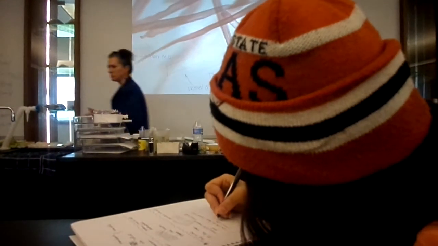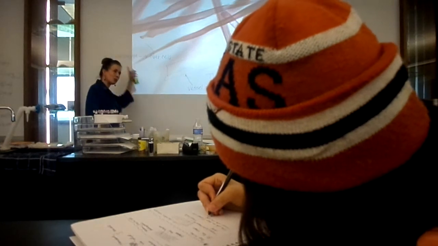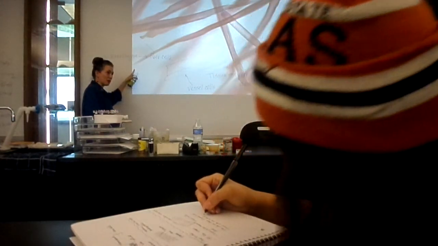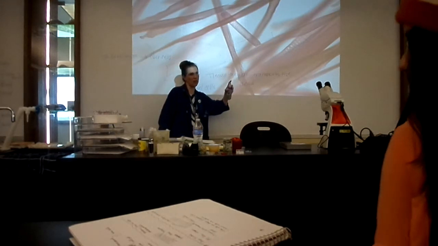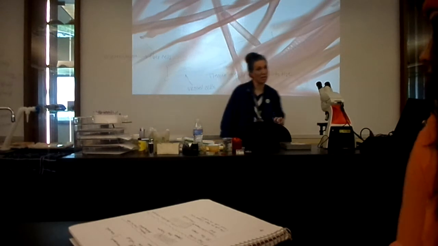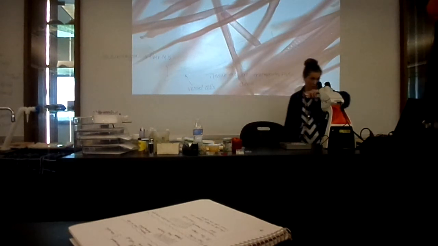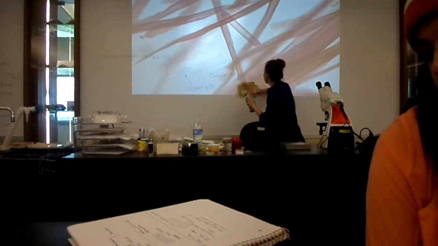Any questions? So fiber cells are made of sclerenchyma. Yep, the tissue is called sclerenchyma. These are fiber cells. Vessel cells belong to the tissue called xylem. Xylem is the tissue. Xylem is made of vessel cells. Sclerenchyma is made of fiber cells. Okay? All right.